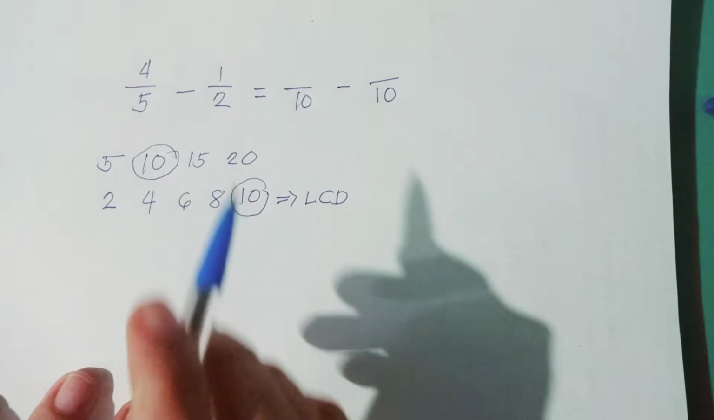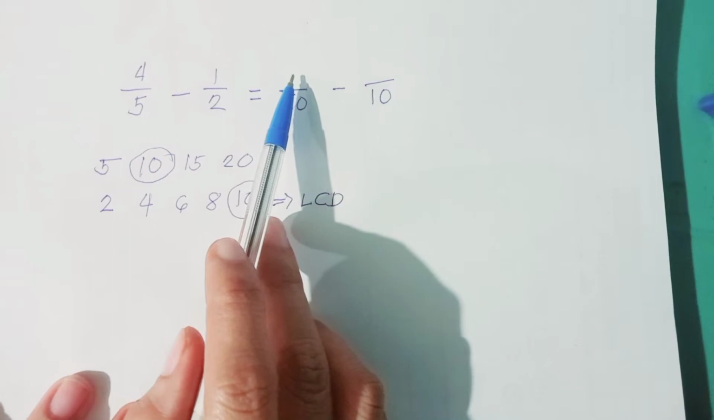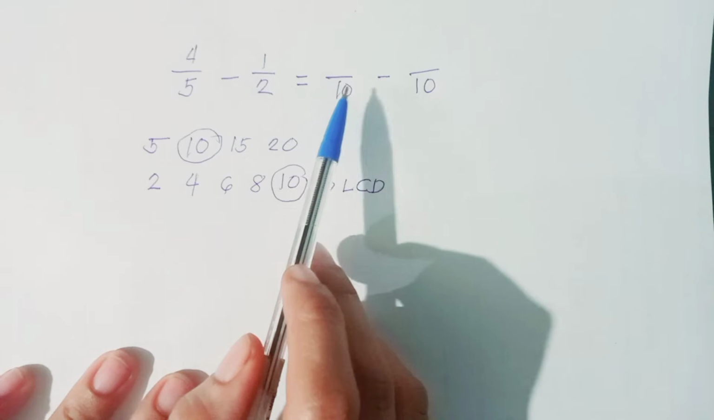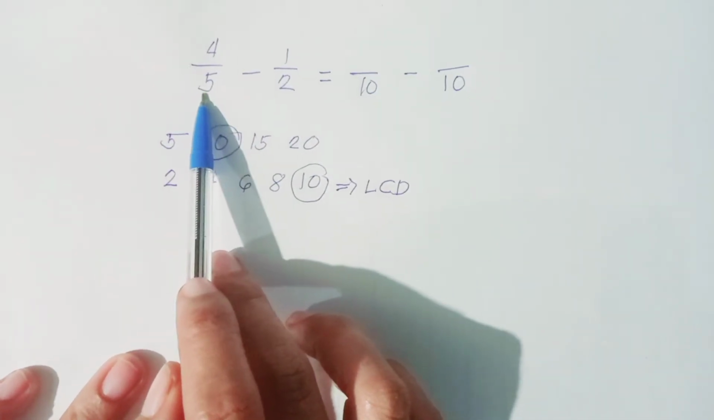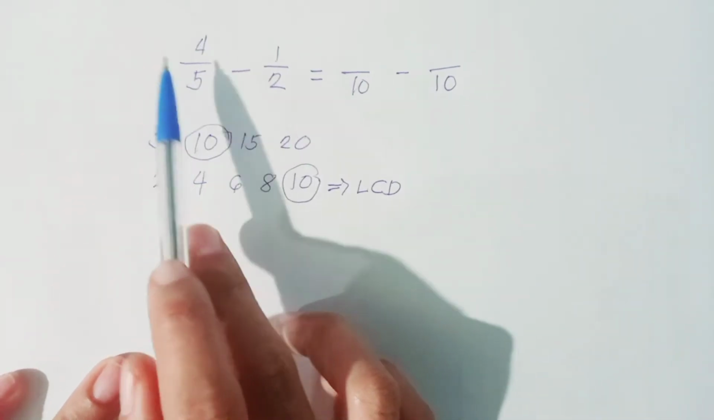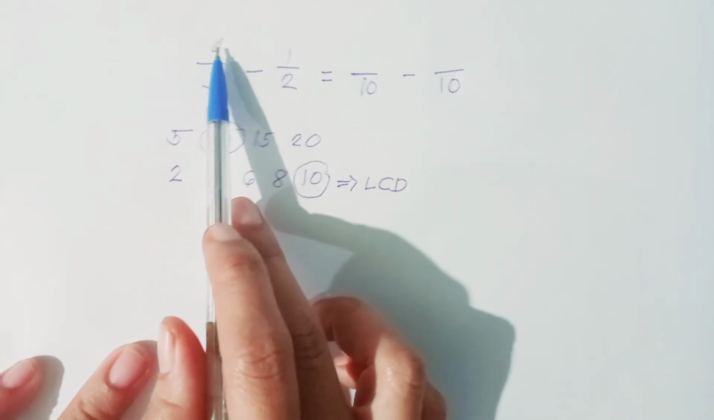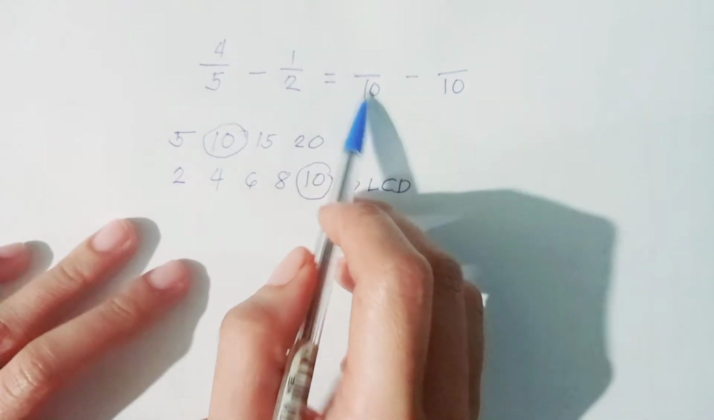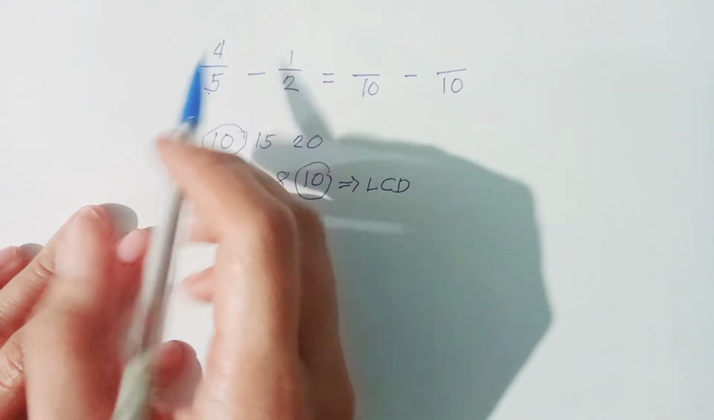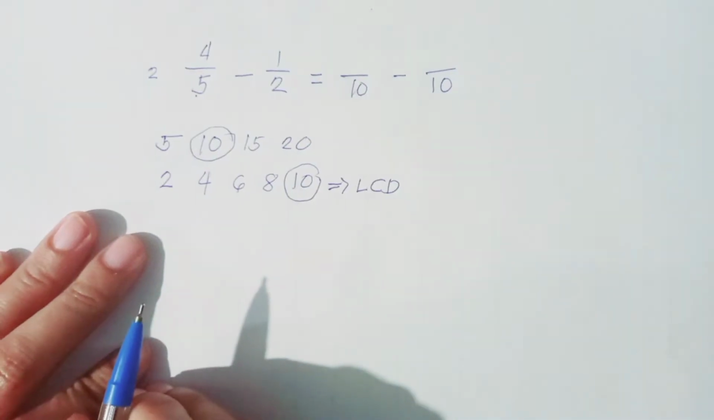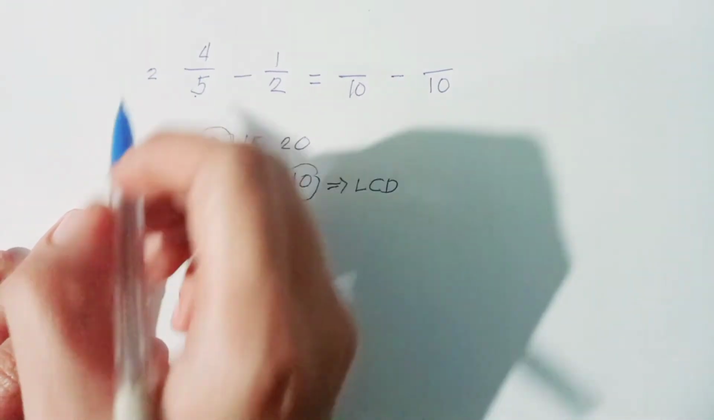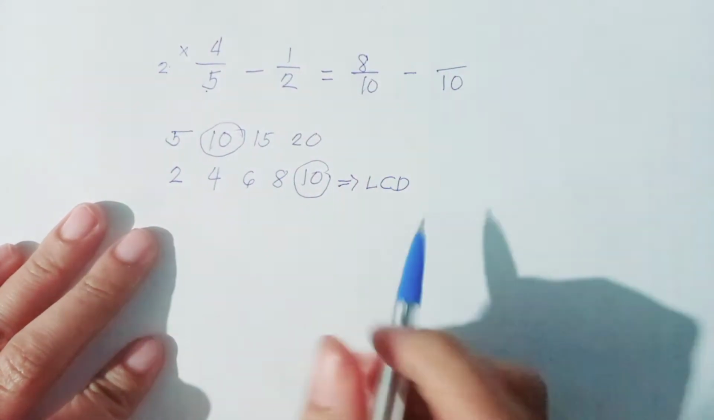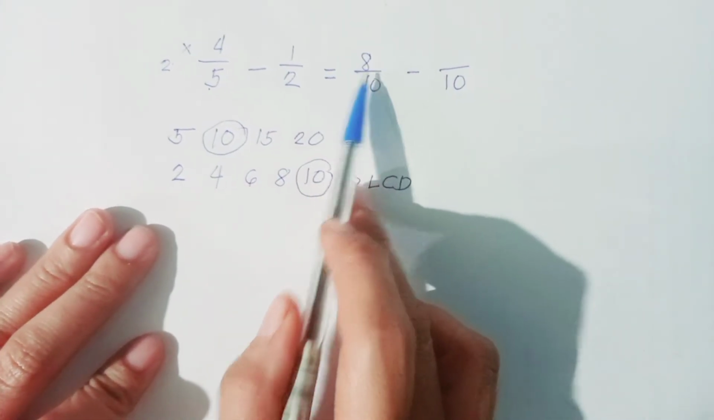To find the new numerator, let us follow this step. Divide the LCD by the denominator, and then multiply the quotient to the numerator. Let's try. 10 divided by 5, the answer is 2. And then you need to multiply to the numerator. So 2 times 4 is 8. So our new numerator is 8.